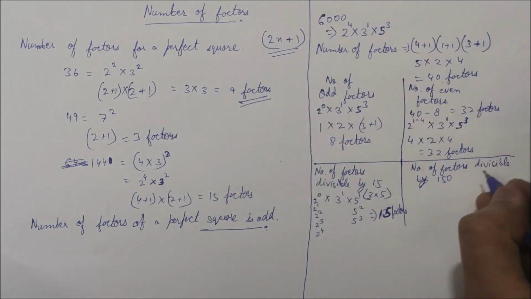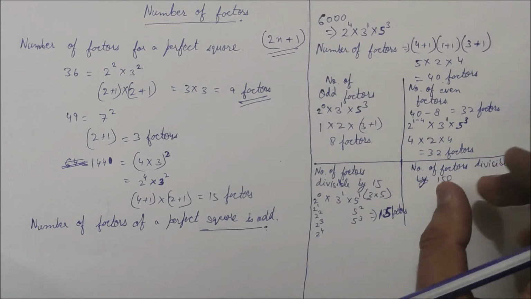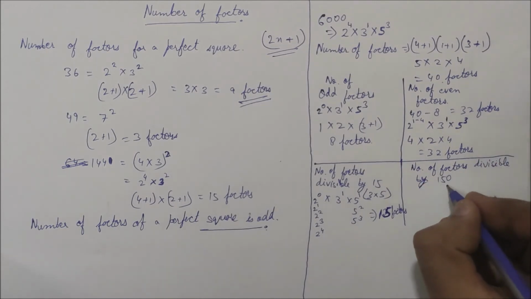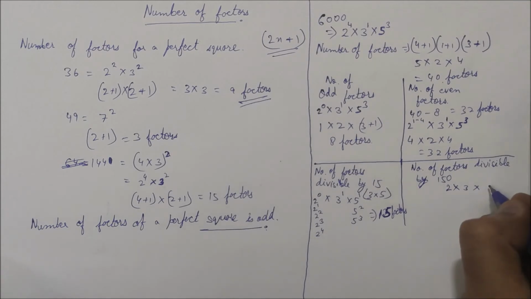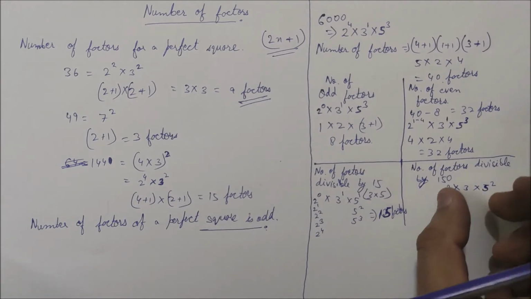Now calculating the number of factors divisible by 150. If I try to prime factorize 150 itself in the first go, it is divisible by 2, not by 4. It is divisible by 3, not by 9. So 1 power of 3. By 5 also, and by 25 also, so 2 powers of 5. So that is the prime factorized form for 150.